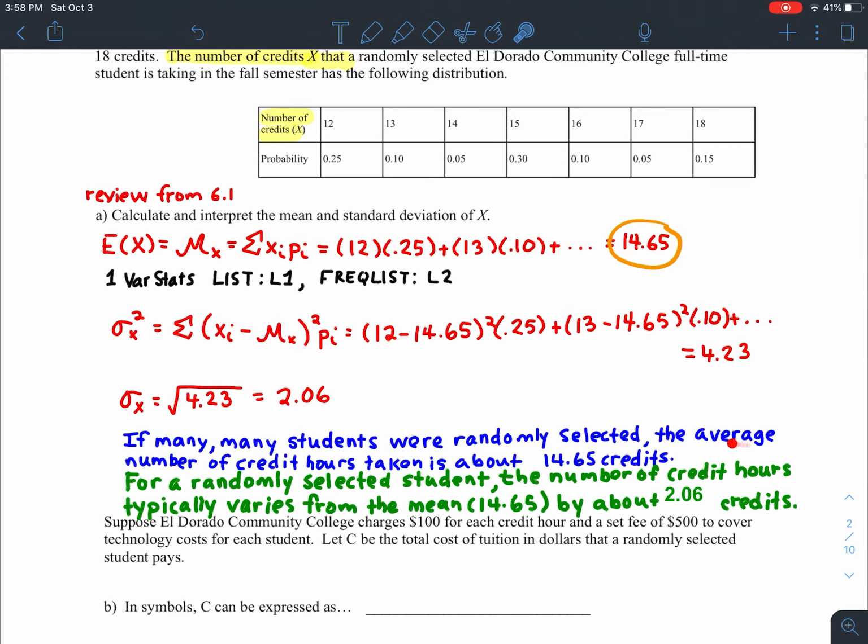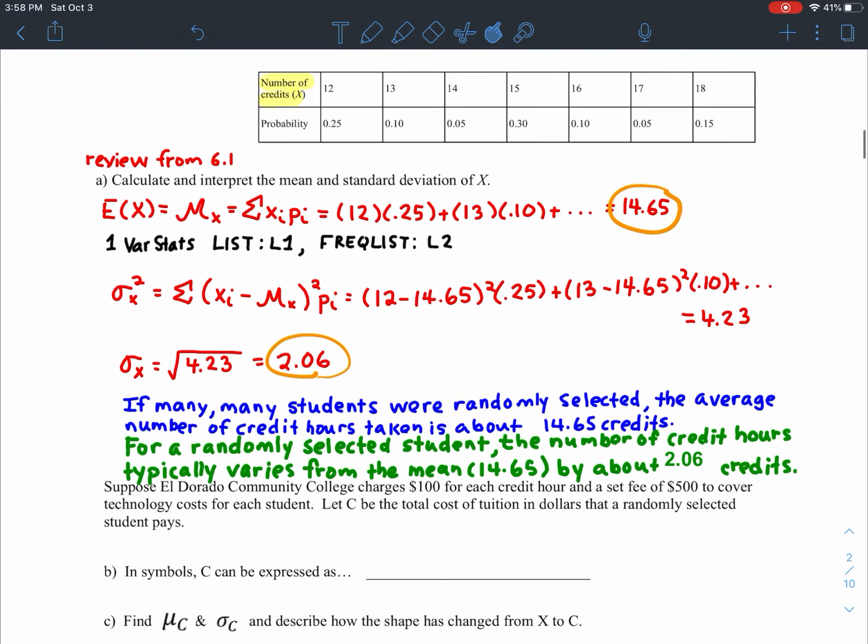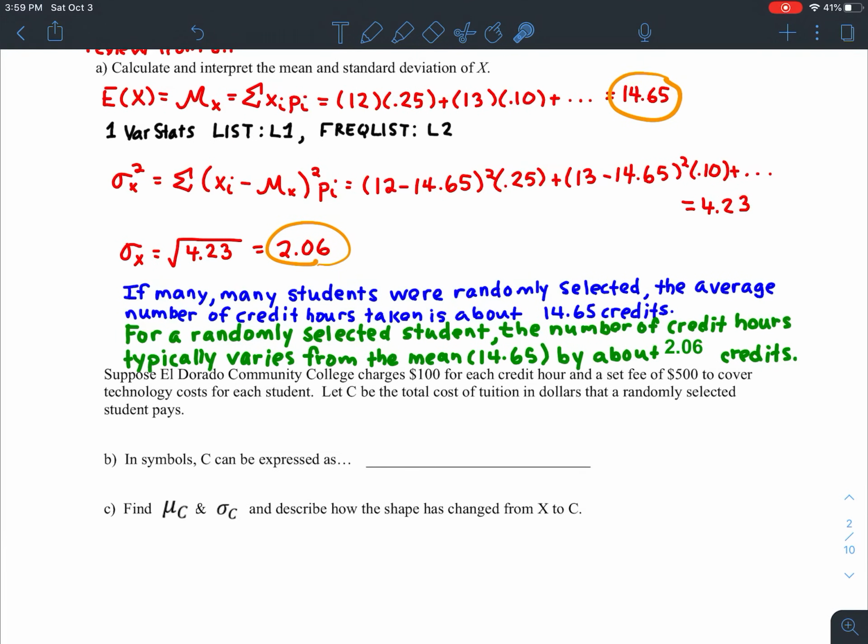Okay, and we can see here that the expected number of credits, we would interpret that as alluding to the fact that we're talking about if you were to do this repeatedly. So if we were talking about many, many students and they were randomly selected, the overall average number of credit hours that is taken is roughly 14.65. Again, recall that we are not rounding that. Okay, our interpretation for a standard deviation of 2.06 would be for a randomly selected student, the number of credit hours typically varies from the mean, which is 14.65, by about 2.06 credits. Okay, all of that is what we had discussed in the last section.